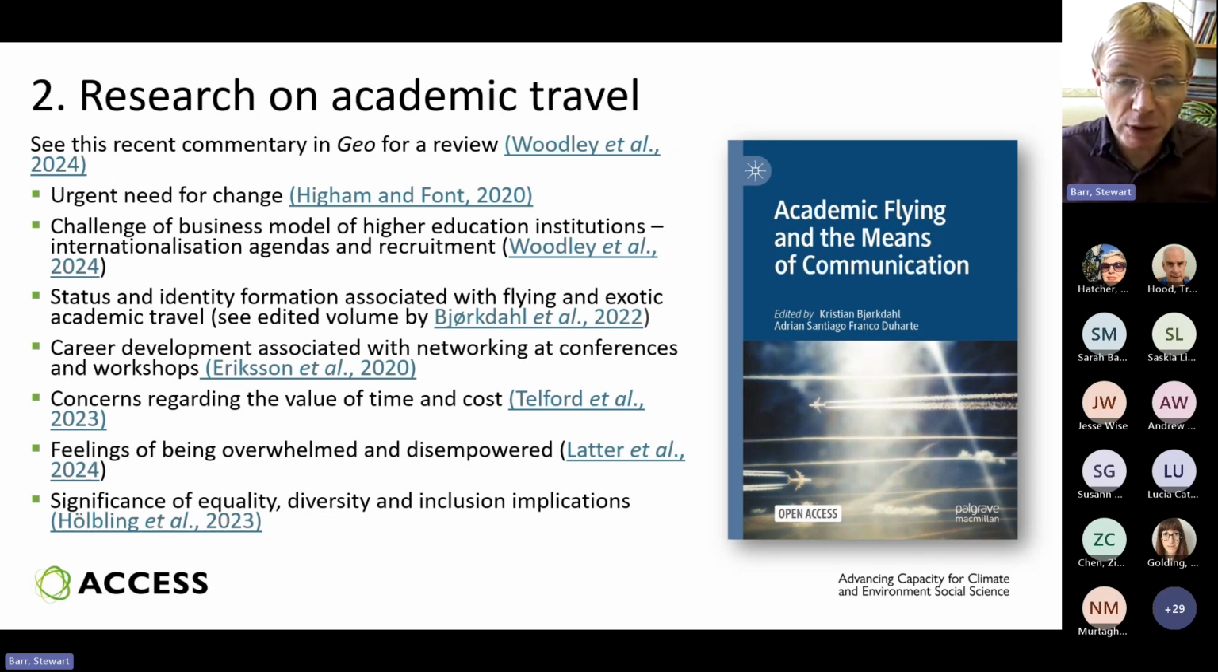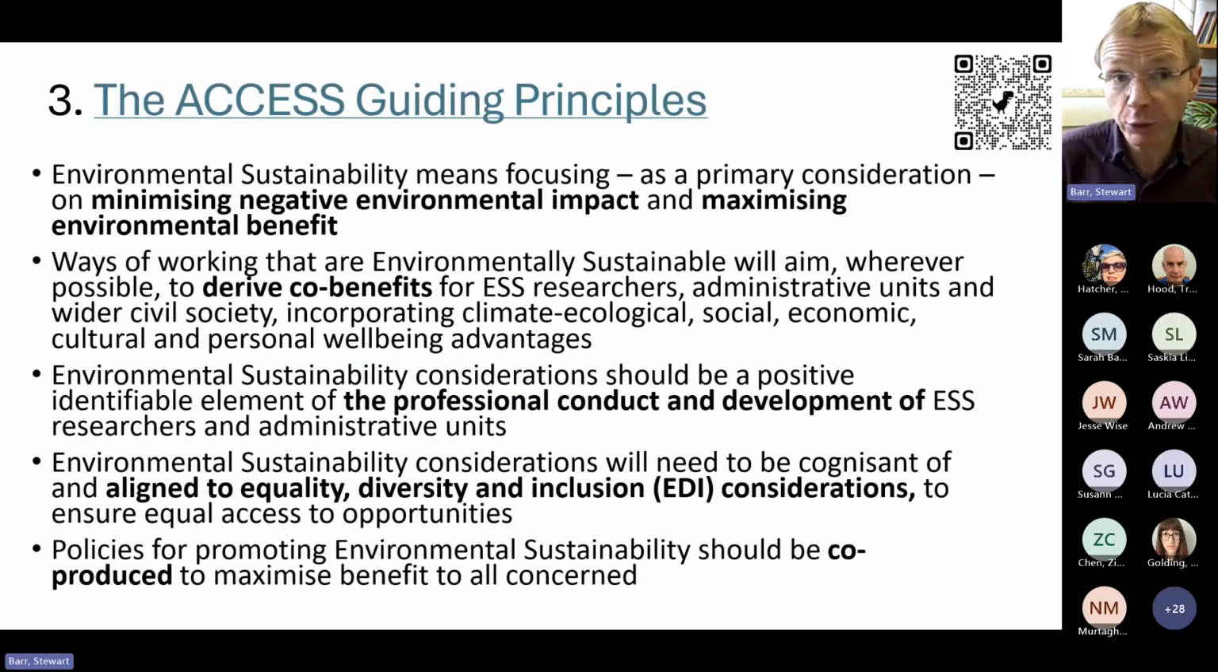Because it's very much the case that coming up with crude, quick rules can often be discriminatory and can exclude people from measures that are trying to reduce the carbon impact of travel. So thinking about those issues together is really significant. And that's what we've been trying to do with the Access guiding principles.